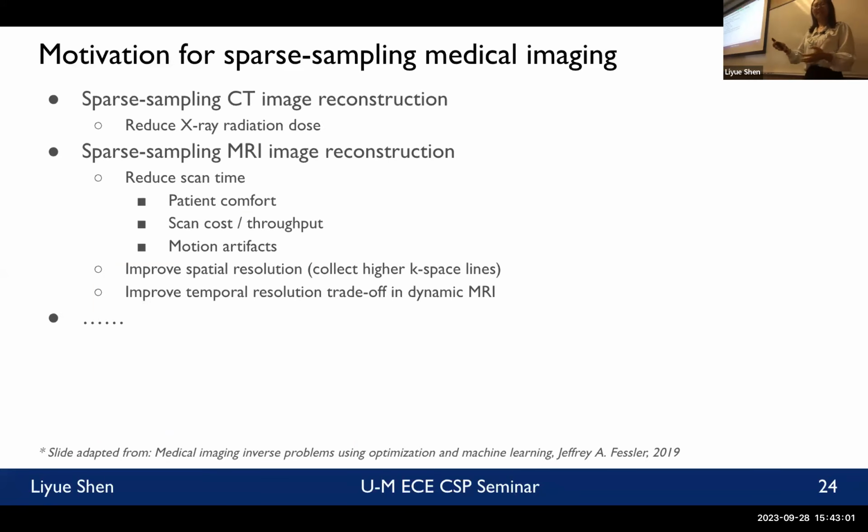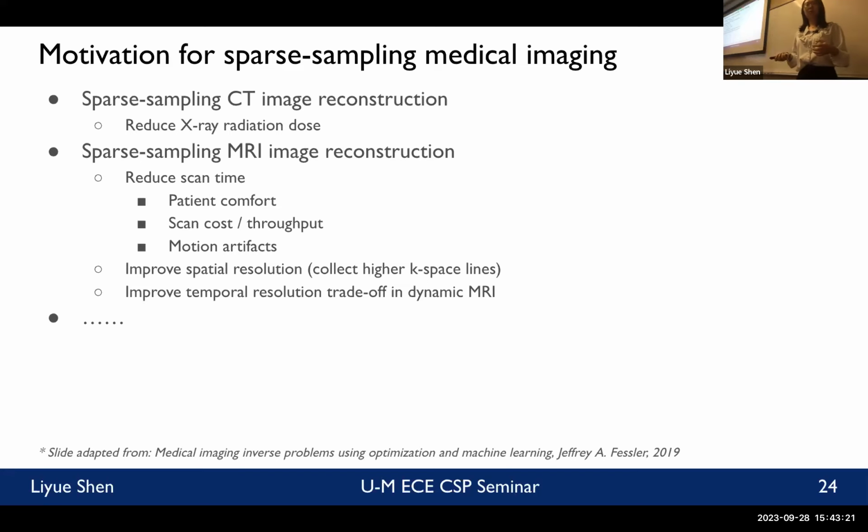This is something that I adapted from the previous slides of the GF lecture. There is a short summary about the motivation, why we care about sparse sampling in medical imaging, for example for CT and for MRI, as we just mentioned. And there are more reasons.